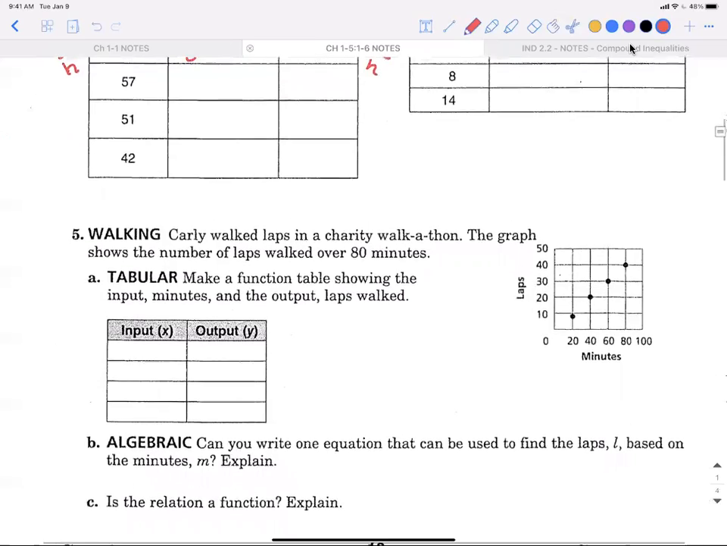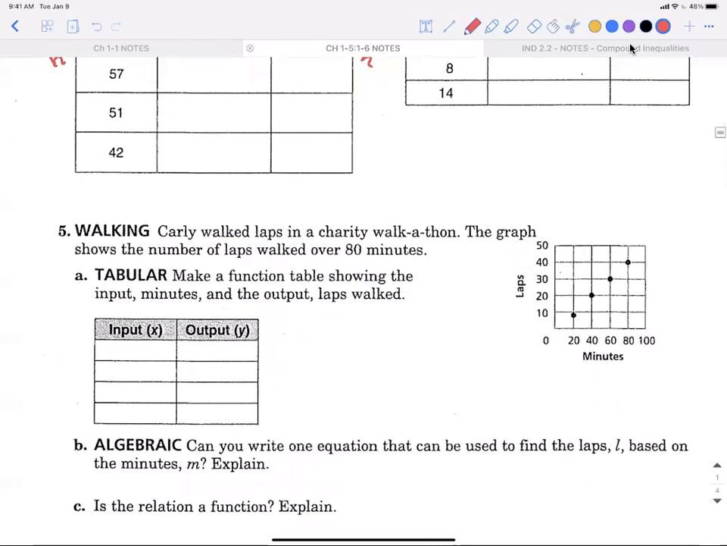You'll have something similar to this in your note or in your homework. Carly walked laps in a charity walkathon. The graph shows the number of laps walked over 80 minutes. Make a function table showing the input minutes and the output. So again, you've got X's and Y's. Remember that these are just X's and Y's. And so for this one right here, you would want to find what's the X? Well, the X is 20 because you go over 20. So you know the input's 20. And then go up, not quite, I kind of need to erase that because you can't really see it, but you'll notice the point goes not quite up to 10. So you could guess it is 8 or 9, whatever, because they're not actually marked with numbers. You just have to use your best judgment.